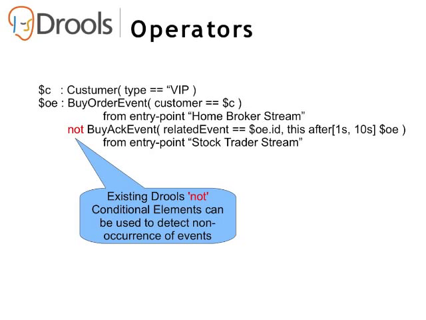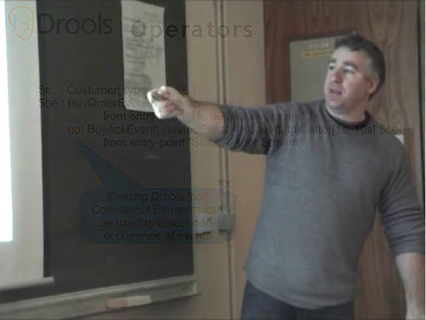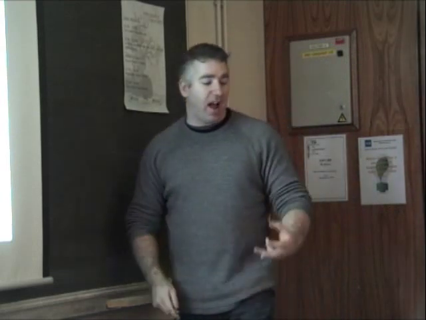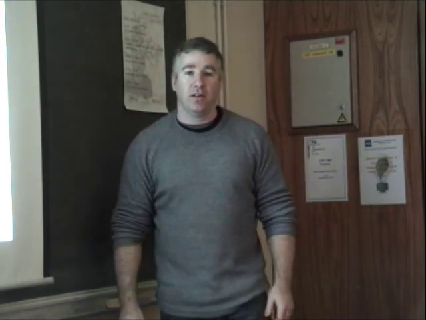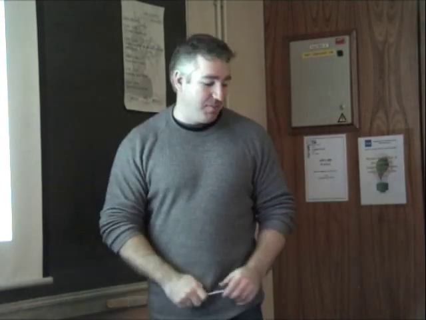something. And I notice again, we now have effectively 3 different areas. I've got my working memory, which is actually the default entry point, I have my home broker stream, and I have my stock trader stream. It's correlating all 3 of these, checking for absence of events. How much code do you have to write to do this in RHQ? A lot. And you have to maintain it.